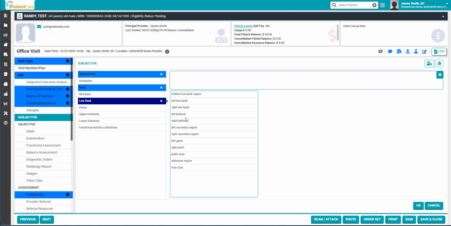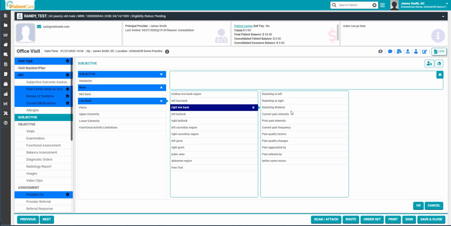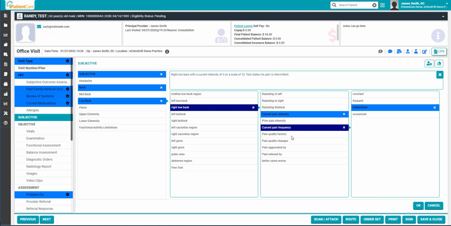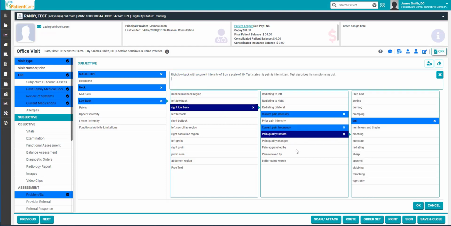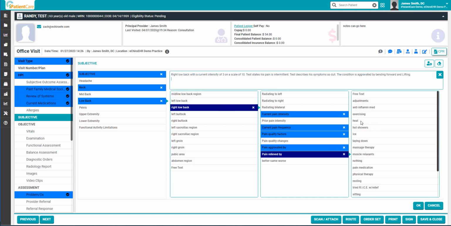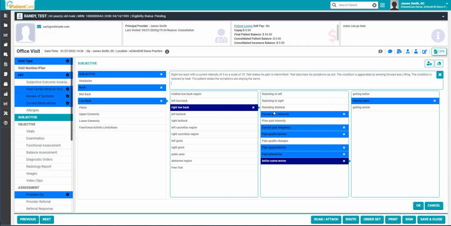And let's say that it's low back, and it happens to be the right side of the low back. There's no radiation, but we have a current intensity of 3, current pain frequency of intermittent. The quality pain factors is that it's dull, aggravated by bending forward, and also lifting. And then what is the pain relieved by? We'll say heat, and this is staying the same. And so there we have our chief complaints of neck and low back pain documented.